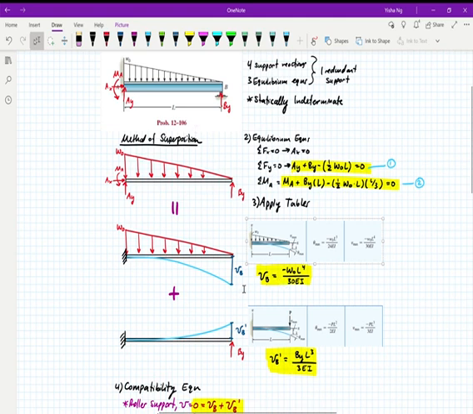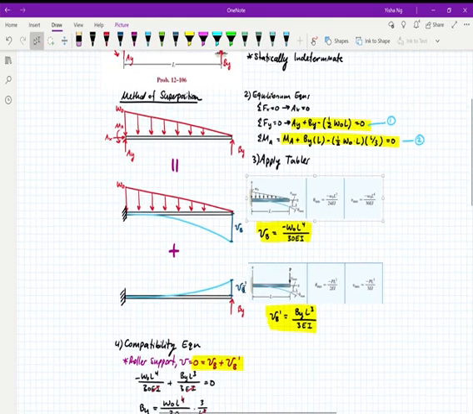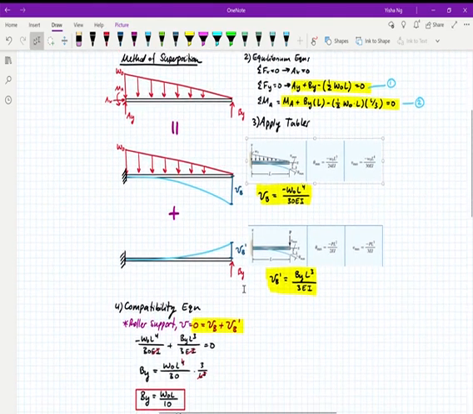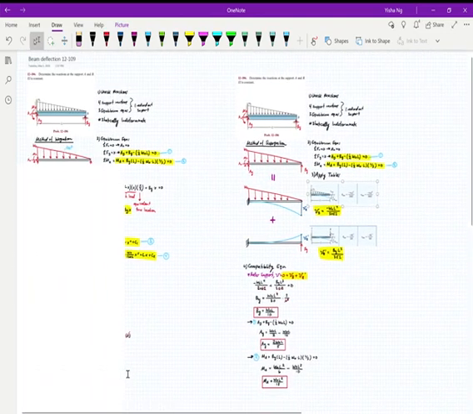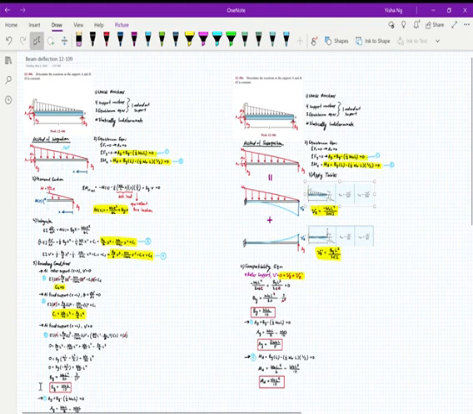Based on this drawing, I'm going to find a compatibility equation. I know that at my roller support, my deflection has to equal 0. So VB plus VB prime has to equal 0. I'm going to plug in those numbers, and then I can cancel out EI because they're constants and I'm setting the equation equal to 0. Based on that value, I can find BY, which is w naught L over 10. If you recall, that answer is the same as the answer we got from the method of integration.